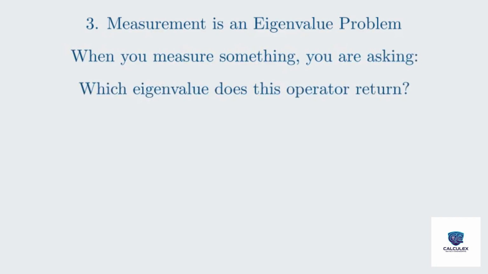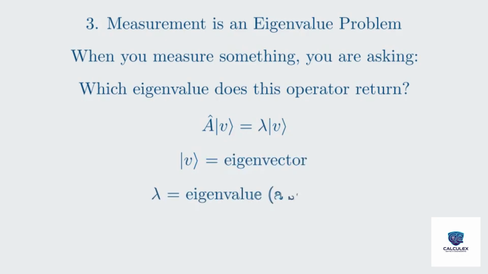In linear algebra, we know that there are special vectors called eigenvectors. When an operator acts on an eigenvector, the result is the eigenvector itself, just scaled by a number. This is the famous eigenvalue equation. A hat acting on v equals lambda times v, where v is the eigenvector, and lambda is the corresponding eigenvalue. In quantum mechanics, this equation takes on a profound physical meaning.